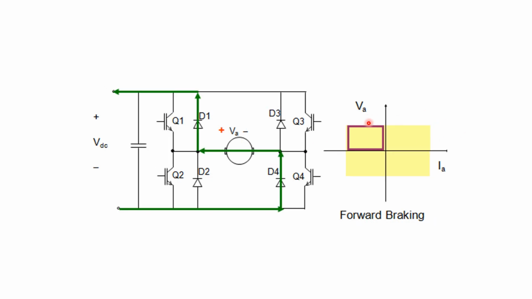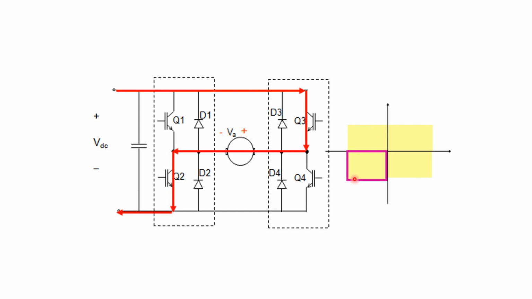For the second quadrant of operation, Q2 is off and diode D1 is forward biased. The current flows through D4 and D1. Current IA is negative whereas VA is positive. That is the second quadrant operation of a 4-quadrant control.